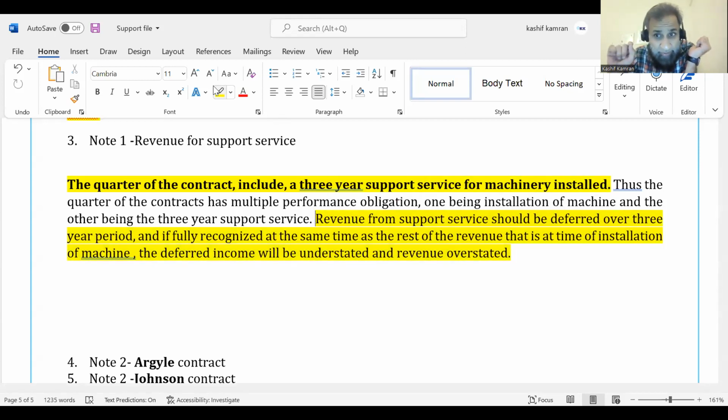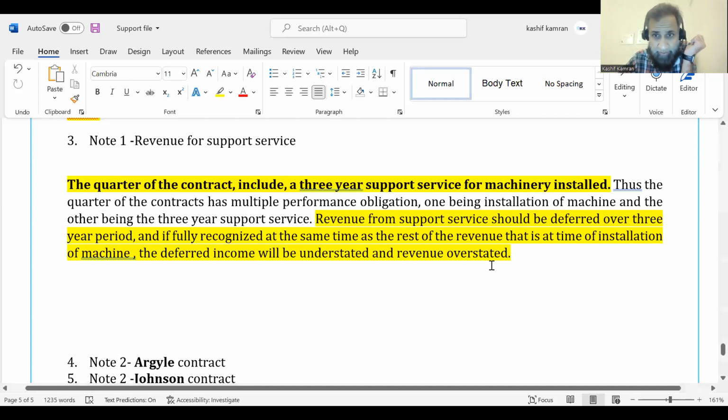Revenue from the support service should be deferred over a 3-year period, and if fully recognized at the same time as the rest of the revenue, which is the time of installation, then the revenue will be overstated, right? And the deferred income will be understated. I hope you're all clear with it, right?